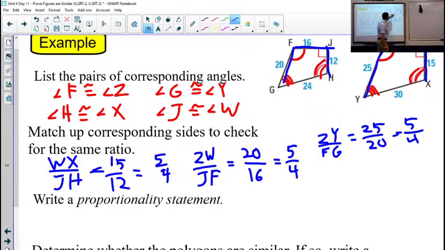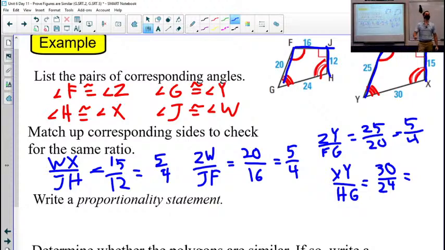We've gotten up to our biggest side in each shape, larger shape on top. That means XY on top and HG on the bottom. 30/24. Now the numbers are getting bigger, so the number that we're dividing by is getting bigger. These are both divisible by 6, our largest number we can divide both these numbers by. 30 divided by 6 is 5. 24 divided by 6 is 4. And yes, we have 5/4 again. That means that all of our sides are matching up.